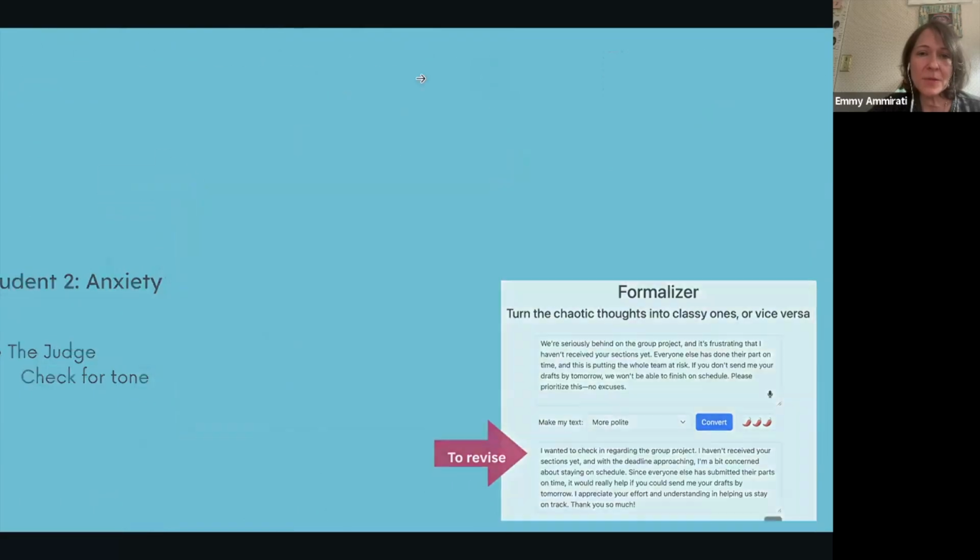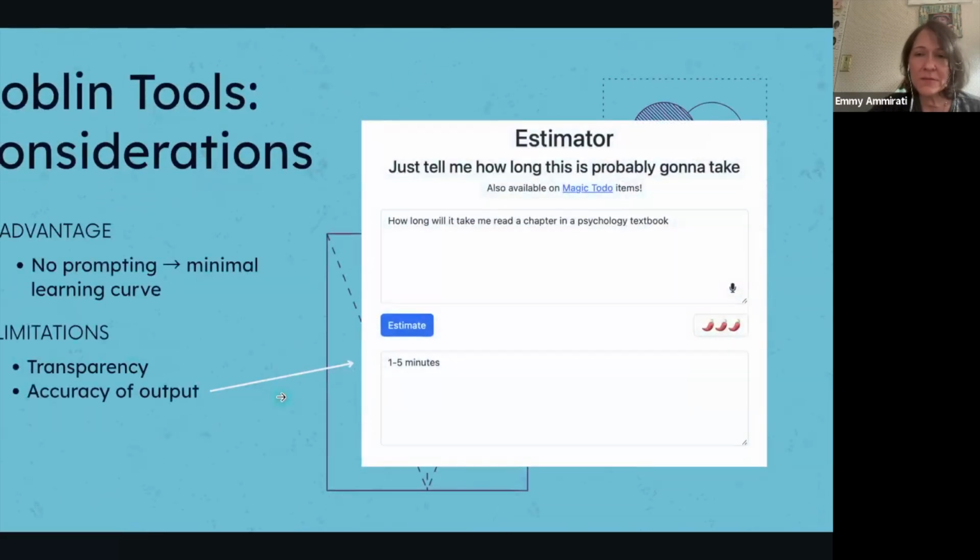Before I pass it back to Abby, we're going to look very quickly at one advantage and a couple of caveats of Goblin tools. The biggest advantage of Goblin tools is that they do not require prompting. The user just clicks on the tool, puts in their text, and they get a response. And this design means there's a very low learning curve compared to learning to use AI platforms like Gemini or Perplexity. And this makes Goblin tools really accessible for students who experience cognitive overload, time constraints, or anxiety, or who just need really simple, straightforward, fast support.